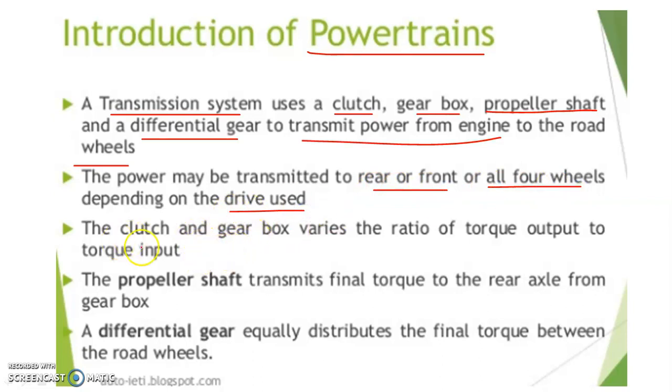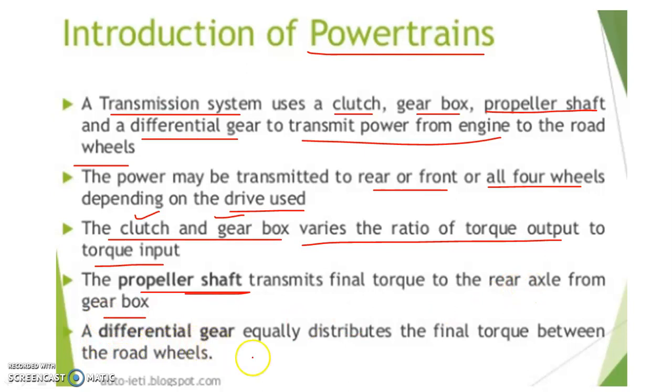So what are these components doing? The clutch and gearbox vary the ratio of torque output to the torque input. The propeller shaft transmits final torque to the rear axle from the gearbox, and differential gear equally distributes the final torque between the road wheels. So this is regarding the clutch, gearbox, propeller shaft and differential gear, which are the important components and play a vital role in powertrains.